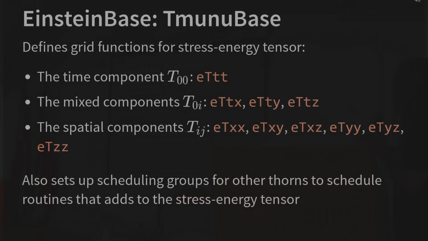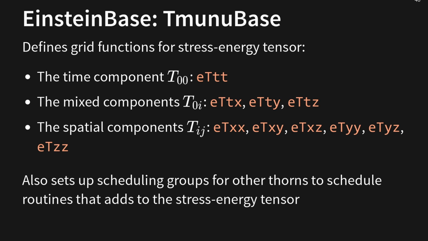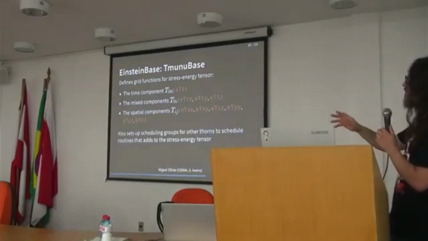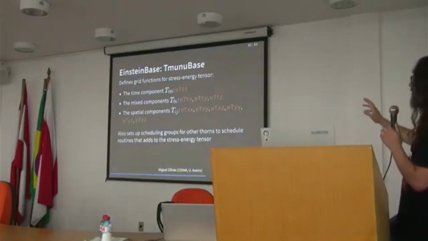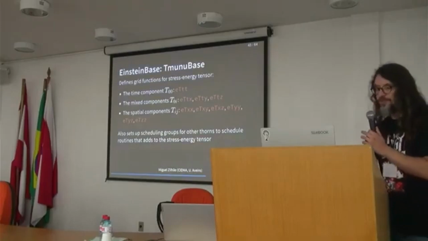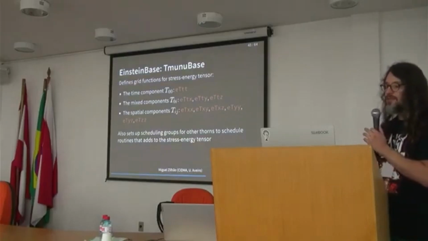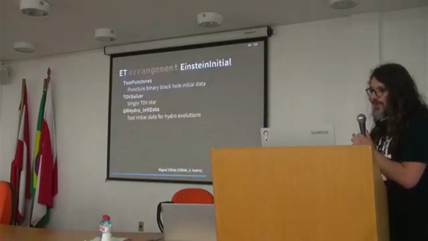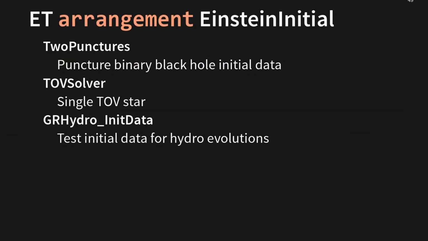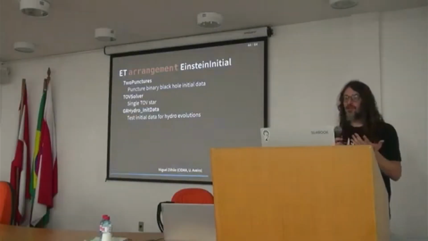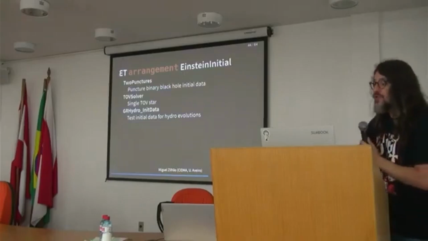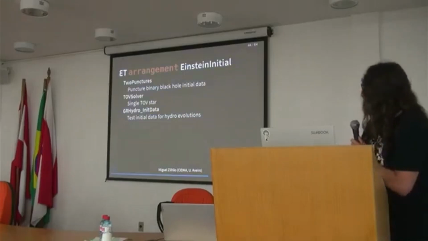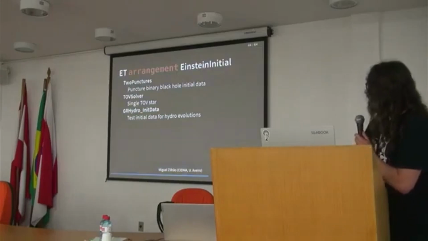In the same fashion, we have the thorn that does exactly the same, but for the variables that you need for the stress energy tensor. These are the time component, the mixed components, and the spatial components. Those routines only define the fundamental variables that you should be using, and then you can use them in all the other thorns, in particular in the thorns that provide your initial data.